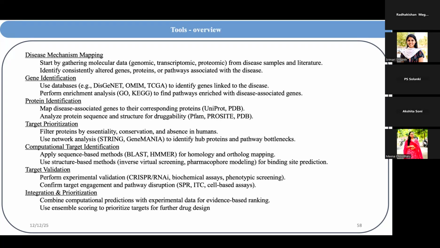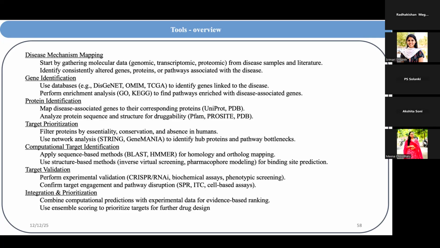So this entire part was the theory one. Now we move on to the tools we have to use for drug target identification. I will give you an overview of the tools. First, for disease mechanism mapping, we start by gathering all the molecular data. We can go with genomic, transcriptomic, or proteomic data from disease samples, and also we can get it from the published literature. We look for genes, proteins, or pathways that are consistently altered in the disease. The next one is gene identification.